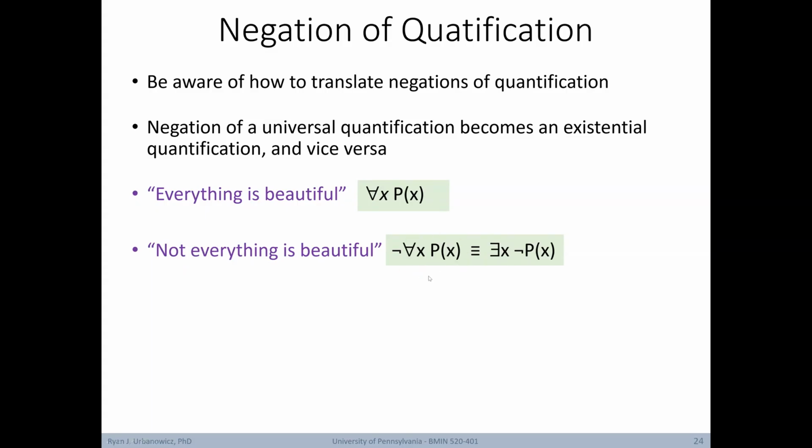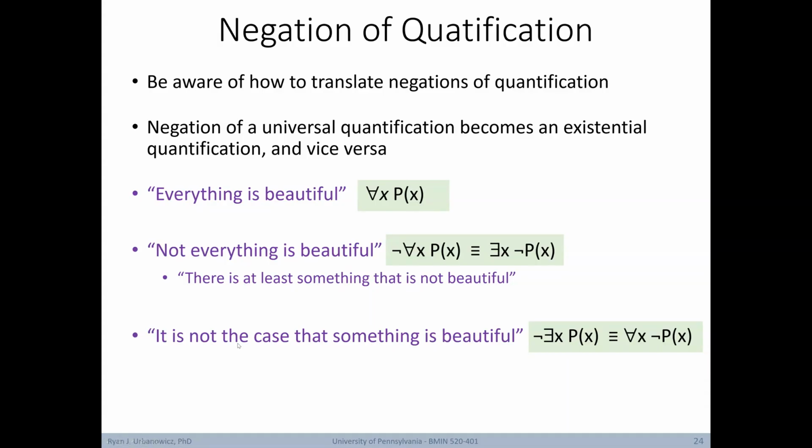This expression is equivalent to the existential quantifier x, negate px. Or in other words, there is some x where x is not p. We can translate this second expression in natural language by saying, there is at least something that is not beautiful.